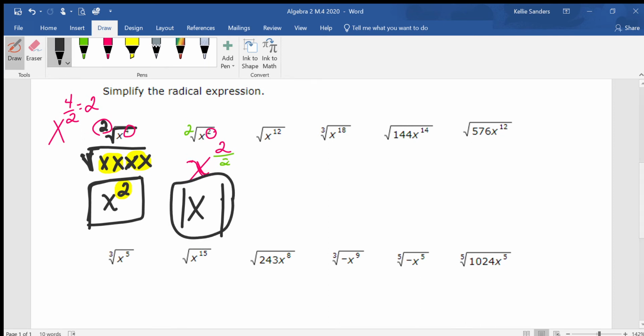Okay, so I'm just going to keep on going. I'm going to get thinner black. So we have x to the 12 over 2. 12 over 2 is 6. 6 is even, so we're finished. X to the 18 over 3. 18 over 3 is 6. 6 is even, so we're finished.